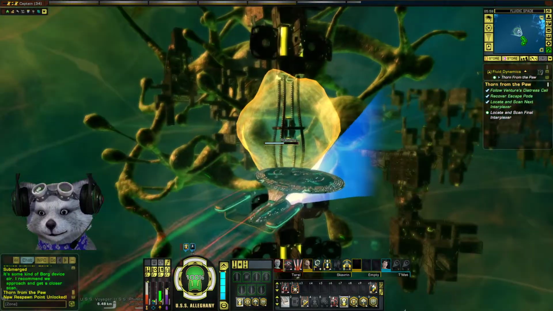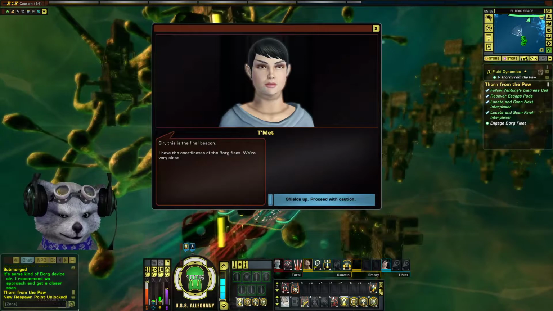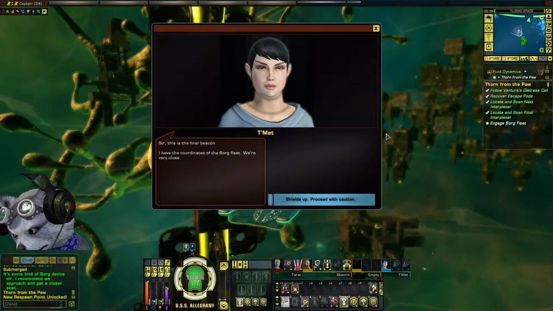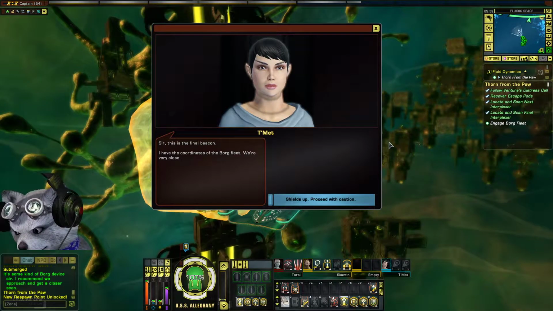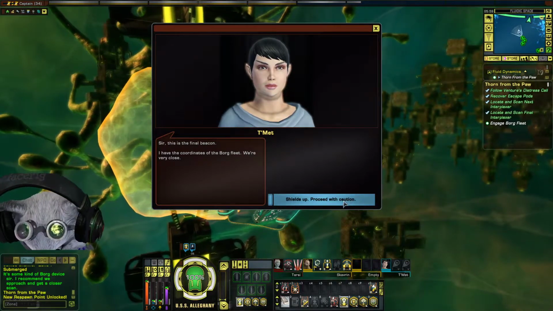Flexing beacon. Sir, this is the final beacon. I have the coordinates of the Borg fleet. We are very close. Okay, shields up. Proceed with caution.